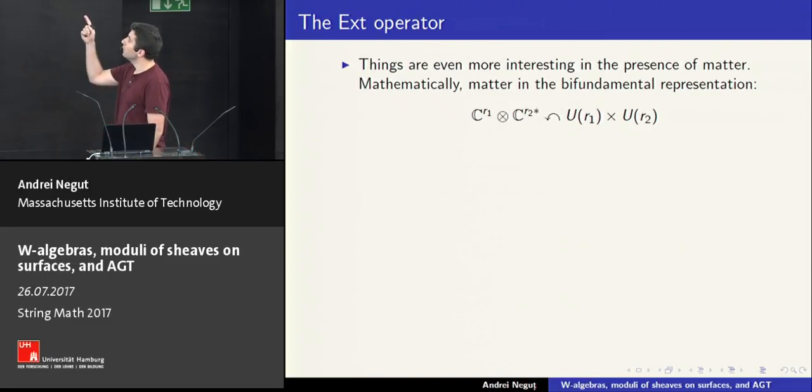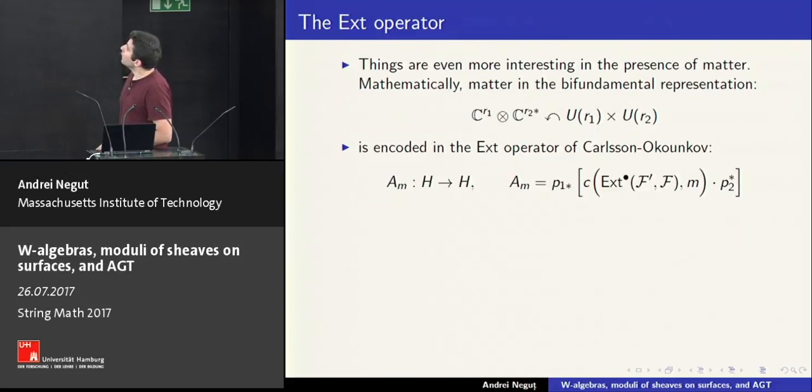So that's a bifundamental representation of a product of two gauge groups. And the contributions of these particular matters are encoded in terms of algebraic geometry in the so-called Hext operator, which was studied and introduced by Carlson and Okounkov. I'm pretty sure you've seen this operator, but I would like to present it in a mathematical language.